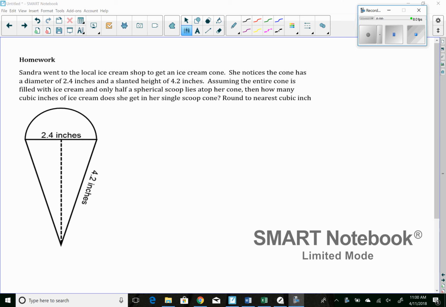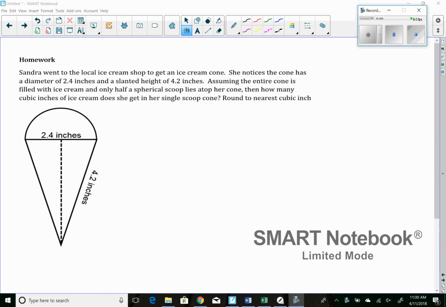In this homework assignment, there's only one question because these tend to take a little bit more time to solve. Looking at this question, it tells us that Sandra went to the local ice cream shop and she got an ice cream cone. That's going to obviously wind up being a cone shape, and you'll also have a hemisphere.